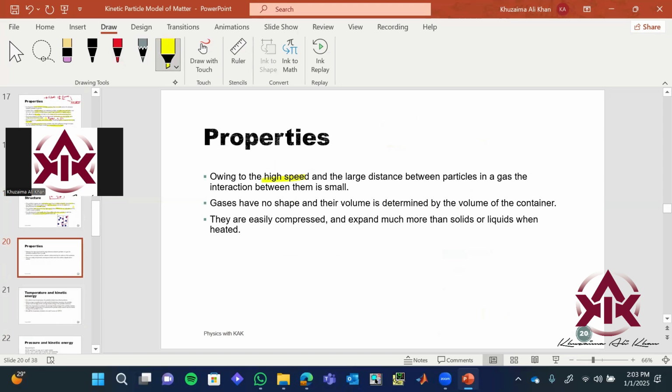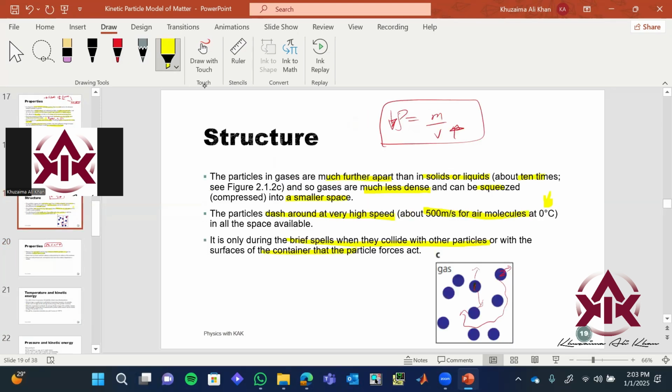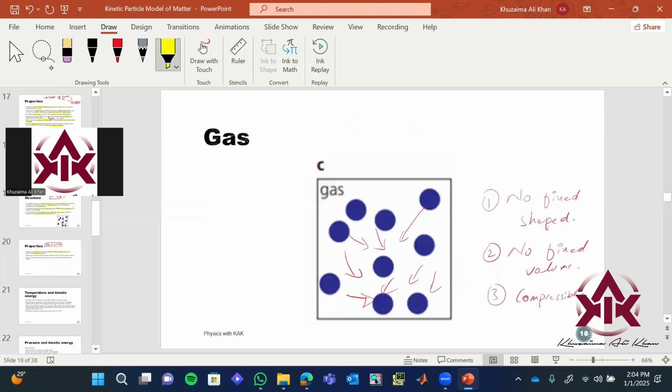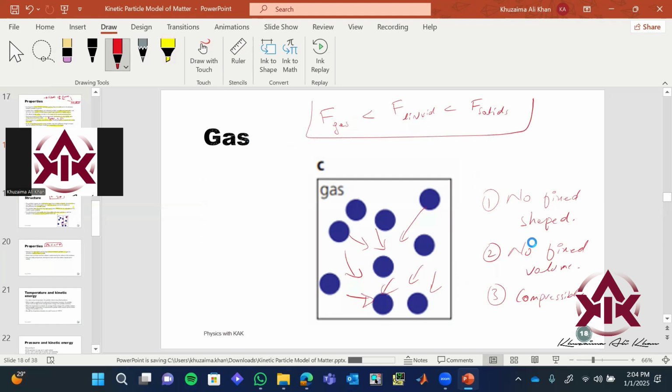Owing to the high speeds, we have seen the relation that kinetic energy is proportional to velocity squared. If they have very high speeds, they will have high kinetic energy. The large distance between the gas particles means the interaction between them is small, so there are very weak forces keeping them together. The forces of attraction in gases are less than in liquids, and the forces in liquids are less than in solids. That is how you relate these three forces of attraction together. It's pretty straightforward. So let's move on.